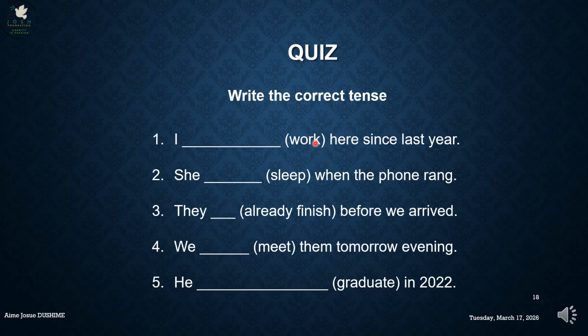I dash dash here since last year. She dash dash when the phone rang. They dash dash before we arrived. We dash dash them tomorrow evening. He dash dash in 2022. You're just going to fill in completely with the correct tense. If it is a present, if it is a past, if it is a future, just make the right one.